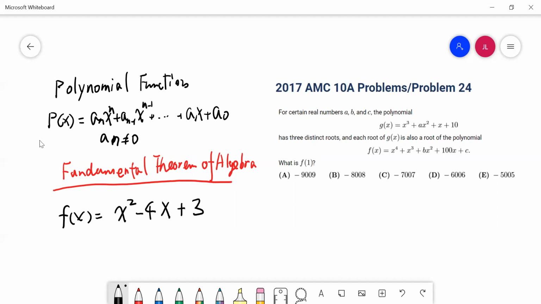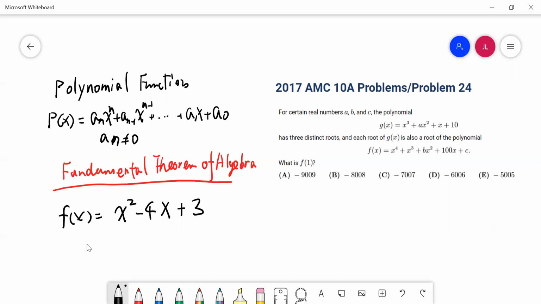So for a polynomial of nth degree, there are going to be a total of n zeros, n roots. This all comes from the fundamental theorem of algebra.